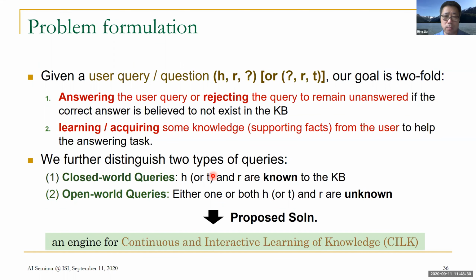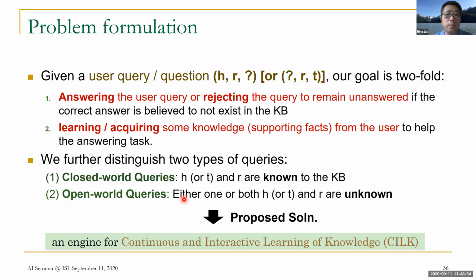They are really known to the knowledge base. And also in this situation, the thing is not in the knowledge base. For example, the closed world query could be, where was Obama born? You know Obama is in the knowledge base, and born in is a relation in the knowledge base as well. Then this becomes a closed world query, okay? Because it's inside the system.